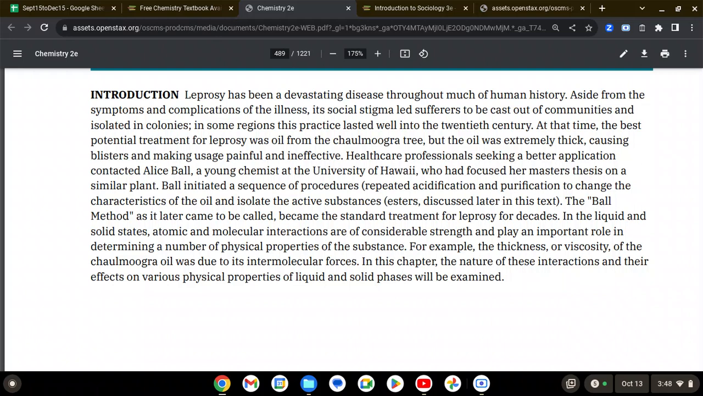In the liquid and solid states, atomic and molecular interactions are of considerable strength and play an important role in determining a number of physical properties of the substance. For example, the thickness or viscosity of chaulmoogra oil was due to its intermolecular forces. In this chapter, the nature of these interactions and their effects on various physical properties of liquid and solid phases will be examined.